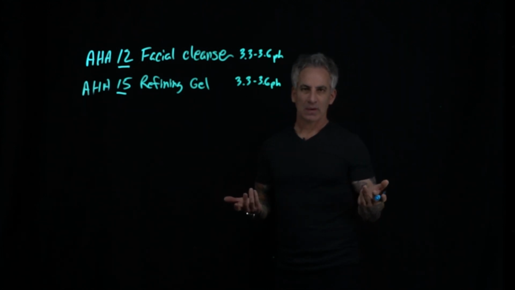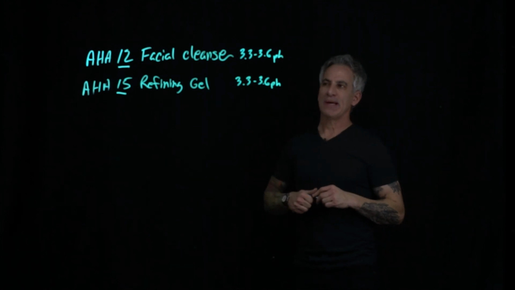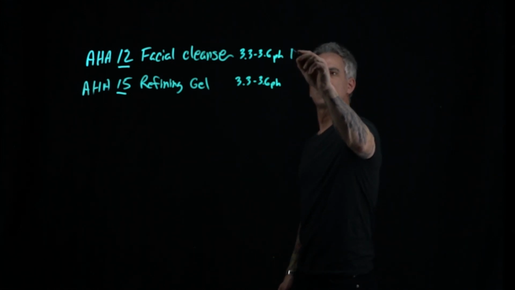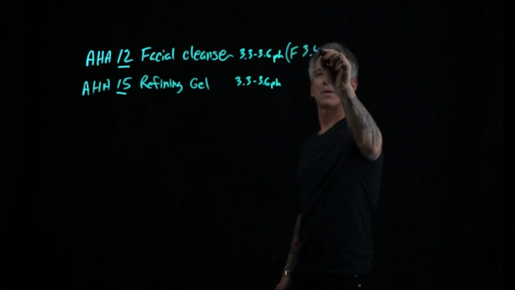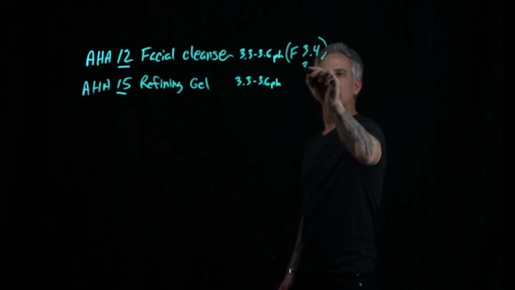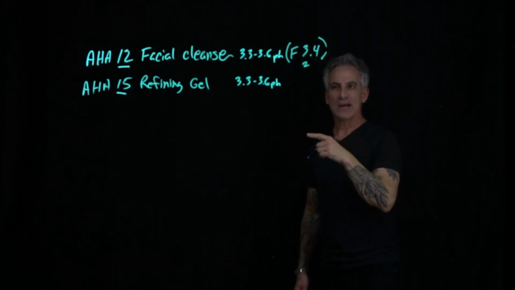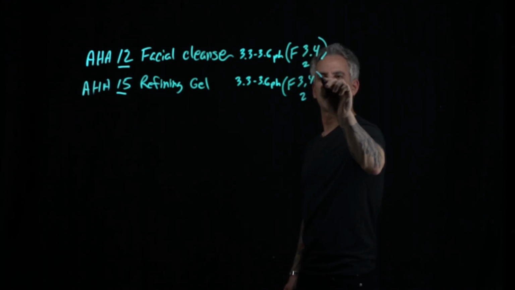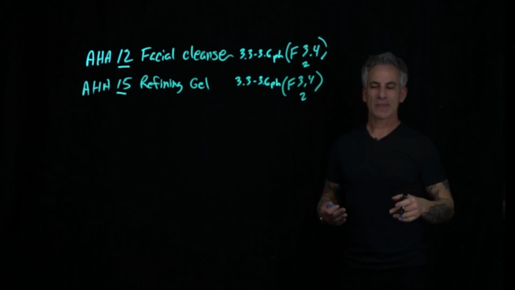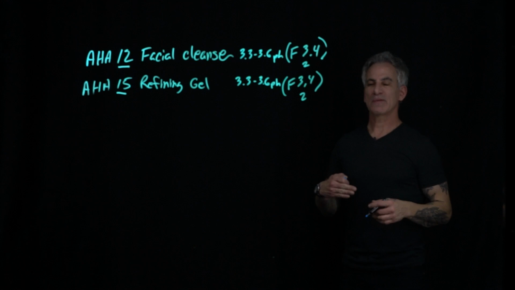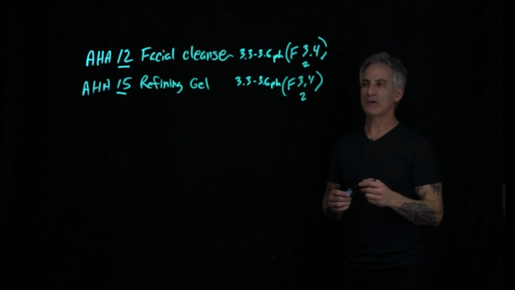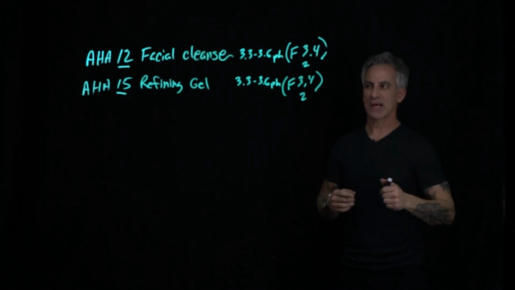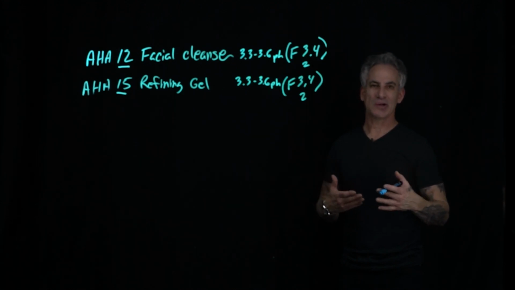When would you use the AHA 12 Facial Cleanser? Basically, you would use the AHA 12 Facial Cleanser on a Fitzpatrick 3-4, or 2 on the small scale. Okay, AHA 15 would be 3-4, 2 on the small scale. Now, why is that? Well, the reason is that those are very high strength acids, and it would be very difficult on a Fitzpatrick 1, 2, or 5 or 6, or 1 and 3 on the small scale, to really regulate what the client is going to do at home.